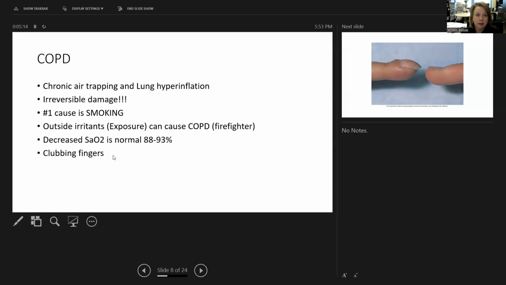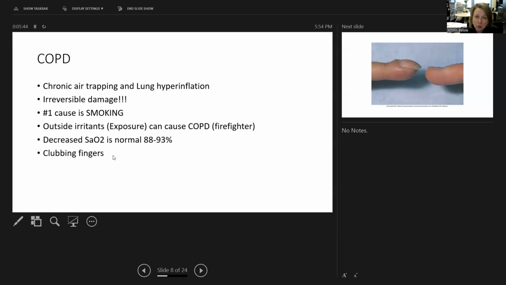COPD. So like I said, it is a problem where air coming in and coming out is the issue. It's under the concept of gas exchange, because what's happening is we're not able to have gas exchange. So chronic air trapping and lung hyperinflation is what we see. We've got air trapping going on. We can't get the air out. It's irreversible damage. Number one cause I said was smoking.